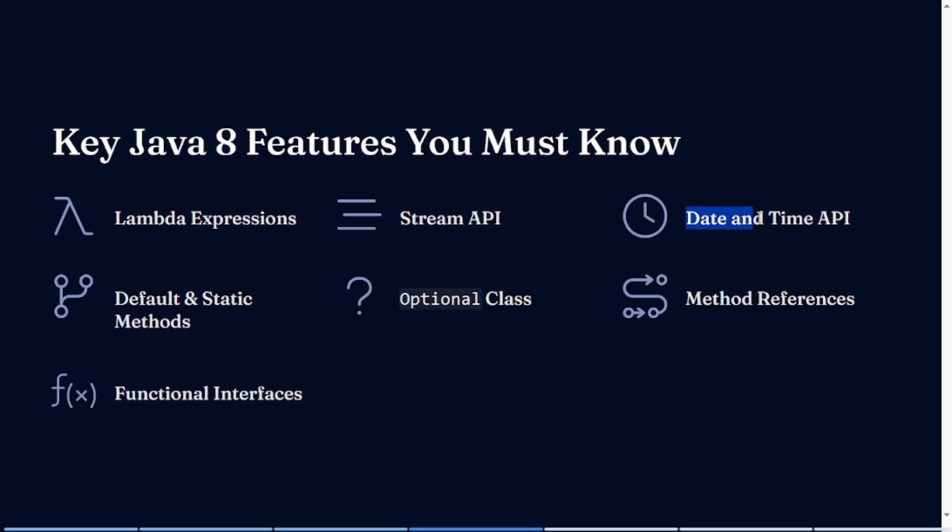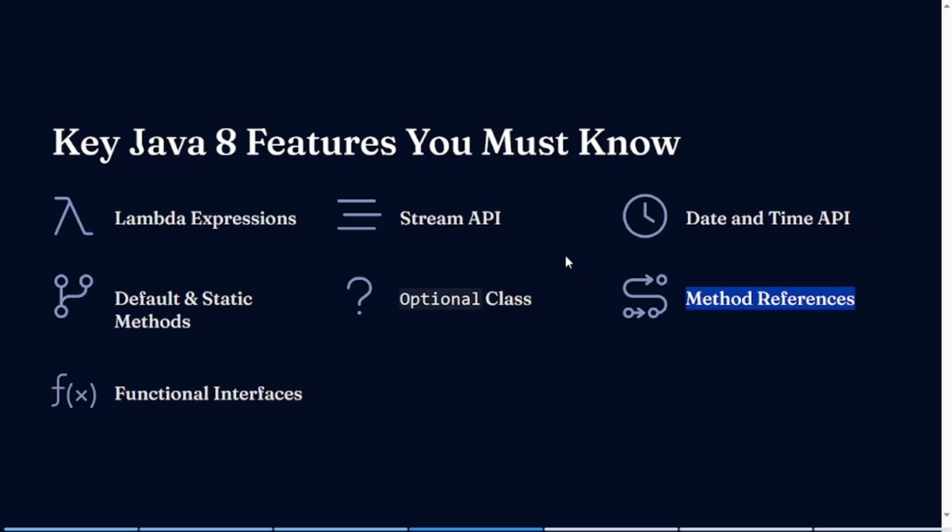Next is the Date and Time API. We can handle dates and times in applications very easily with the classes introduced by this API. And finally, method references for reducing the boilerplate code.